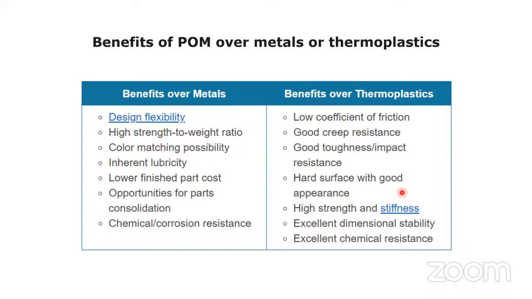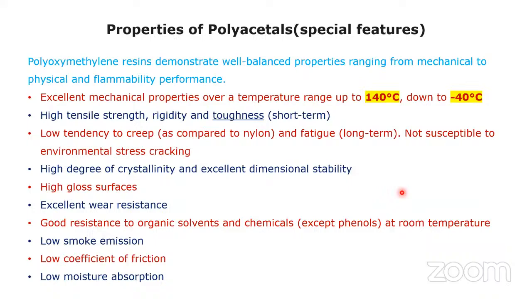Because if you are using polyoxymethylene, it is easy for designing purposes, if you want to design some articles. You can prepare that article using an injection molding process or extrusion process, correct? It has a high strength to weight ratio. Color matching is possible, which metal does not show. Then inherent lubricity, correct? As in the last slide we mentioned, low coefficient of friction for this material.